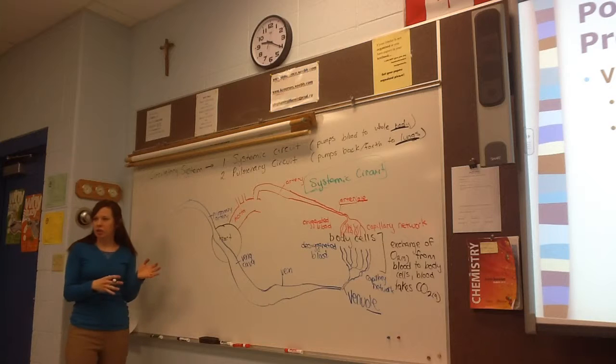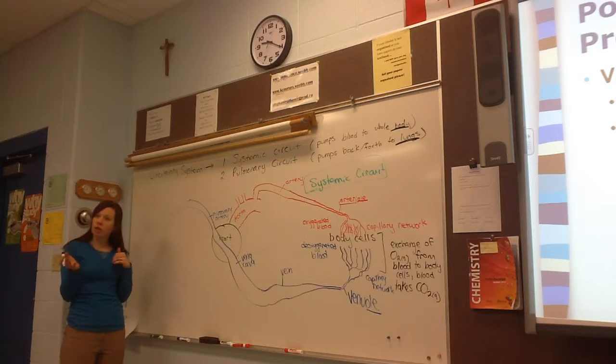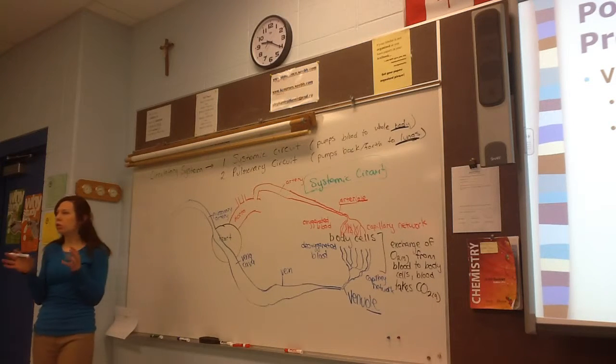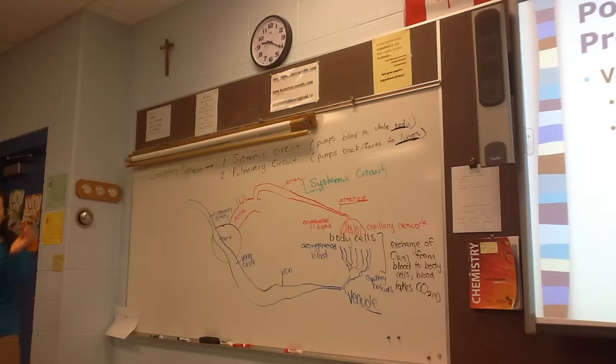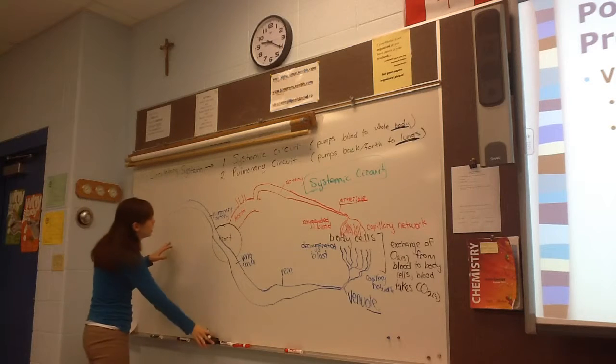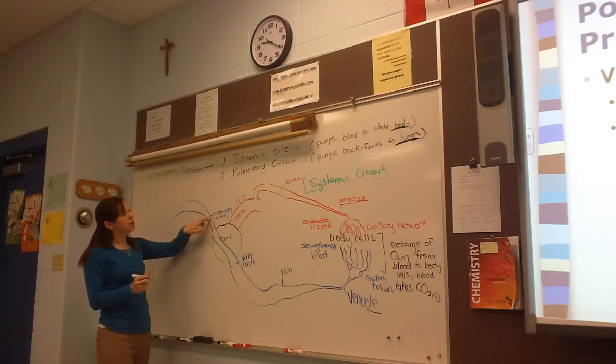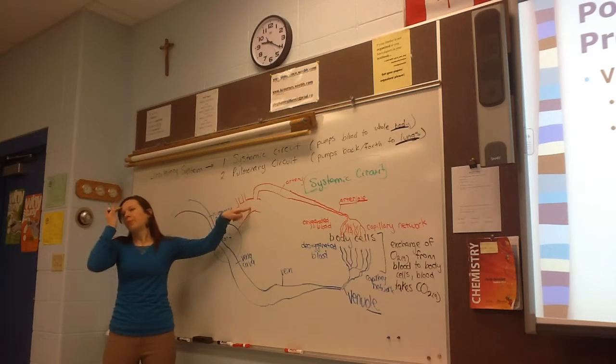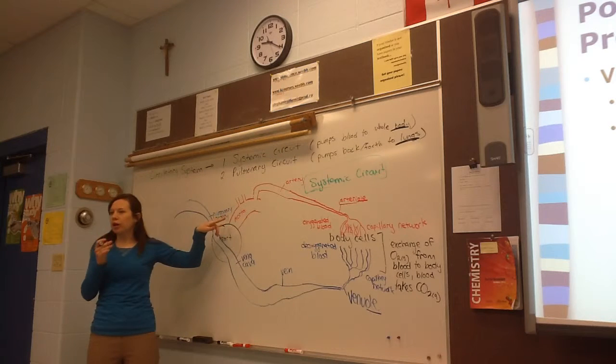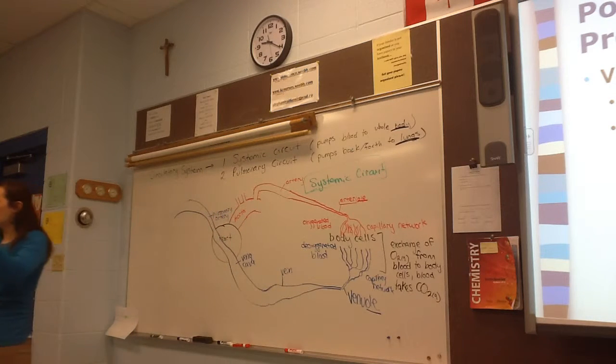So isn't that interesting? We have arteries, but they're deoxygenated. You just remember arteries away, veins toward, and then you have to think about whether it's going to be oxygenated or not. Now, do you think that these arteries need to be as strong as the aorta? Because they're both arteries. I said arteries have to be really strong, lots of muscle.